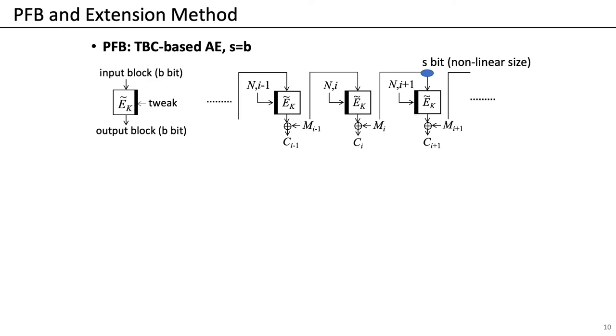I briefly recall the TBC-based scheme PFB. This figure on the top left is a TBC, which is a family of B-bit permutations indexed by the key and the tweak. It offers many distinct permutations by changing the tweak, and using this functionality, we can obtain a highly secure and lightweight AE like PFB. This figure on the top right is PFB, composed of an iterated structure of TBC. It uses a nonce N and a counter value as a tweak for each TBC call, so they are distinct permutations. This structure ensures that the security level is equal to the block size B.